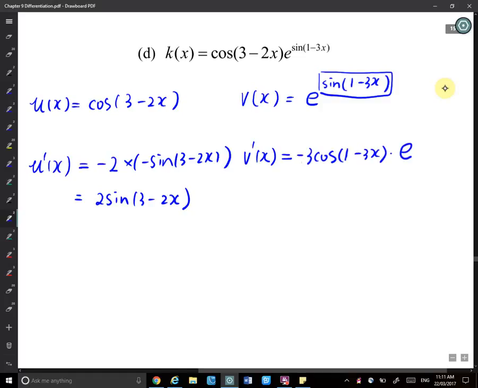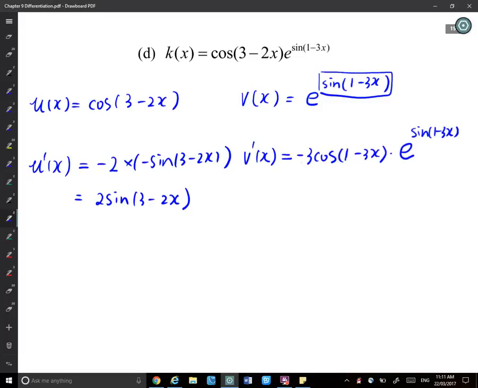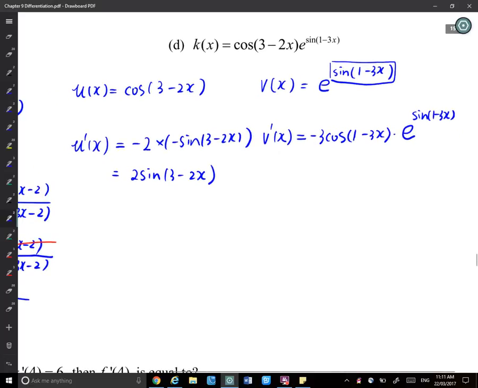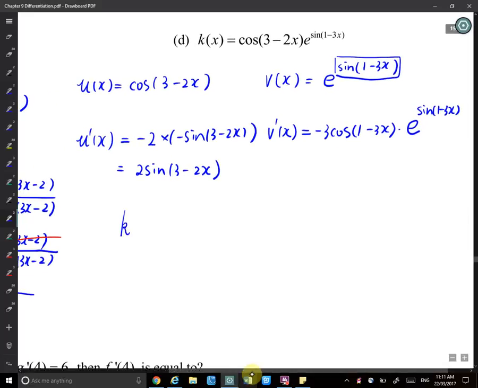And then you have e to the power of, still have that power, okay? You always have the exponential itself again in the derivative. You must have the same component as the original equation in the derivative for exponential. So you still have e to the power of sine 1 minus 3x. Okay, so what is k dash x then?